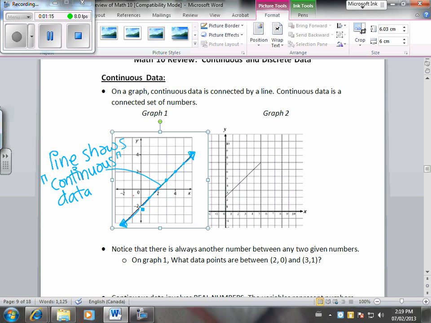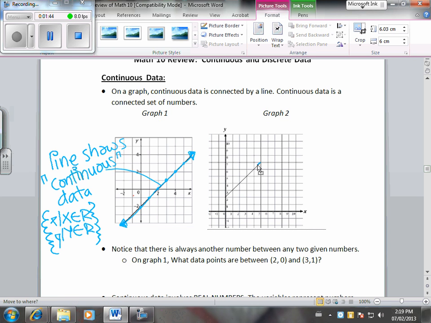If we're writing in our set notation, this will be x, all real numbers, and y, all real numbers. Then you can write it very properly if you want. So all real numbers happening in graph 1. And in graph 2, you'll see that this line does have an upper and a lower limit. Again, we're working with real numbers.